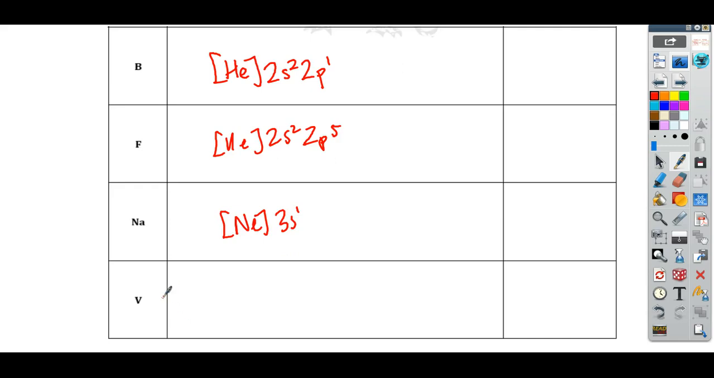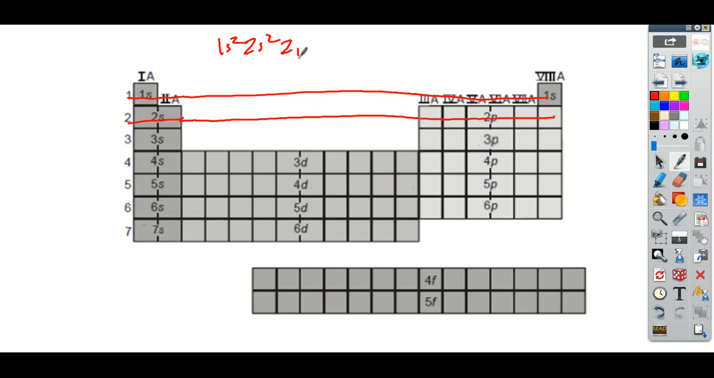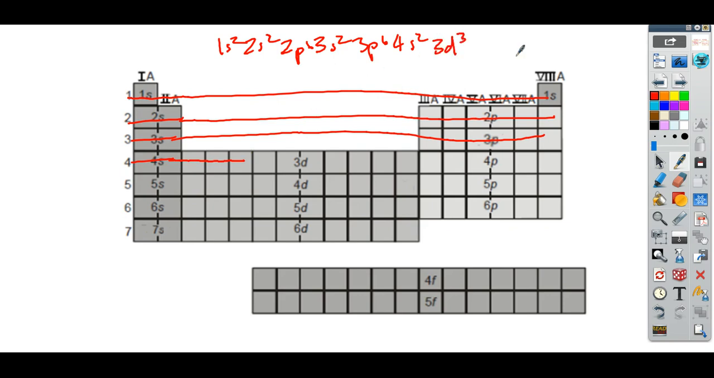Finally, vanadium. All right, everybody take a seat. This one's going to take a minute, right? 1s2, 2s2, 2p6, 3s2, 3p6, 4s2. And everybody, hold on. This is the tricky part. Vanadium 3d3. Don't forget, this is still part of the third main energy level.